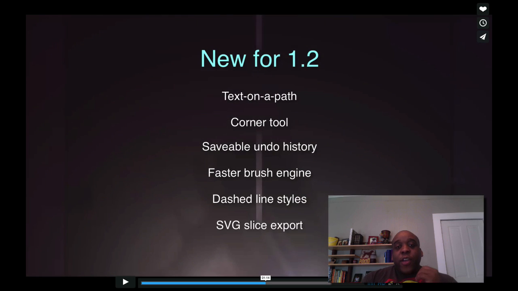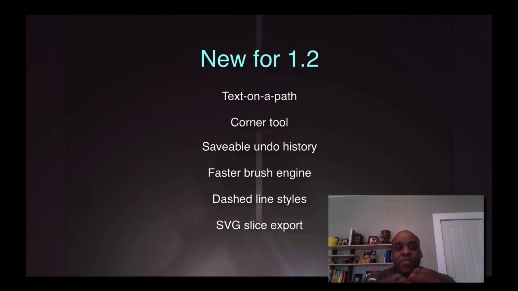Okay, so new features, just a rundown: text on the path, corner tool, savable undo history. That is awesome, guys, because there's been times where I've done a lot of work in the night and then I save my file, and then when I want to come back and reopen that file, what happens is I lose all my history. Well, now in 1.2, you could save a file.